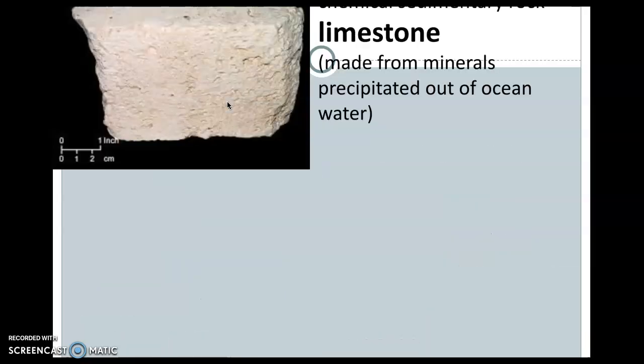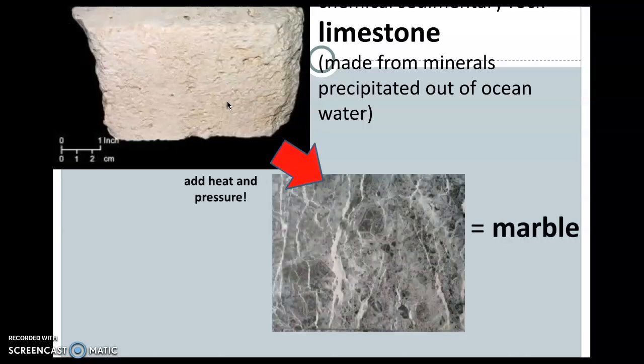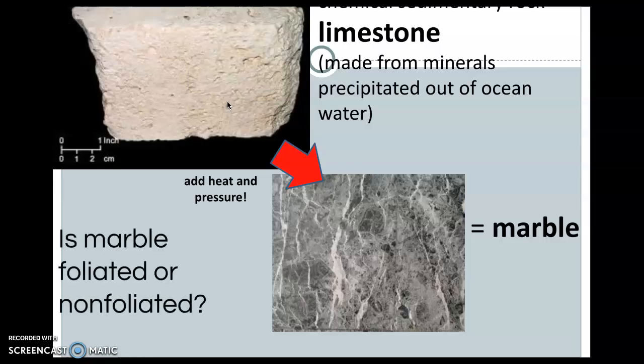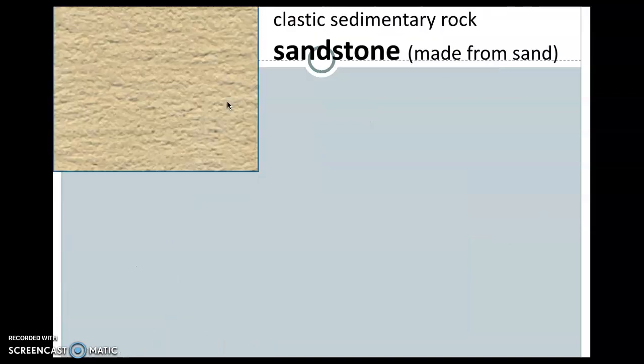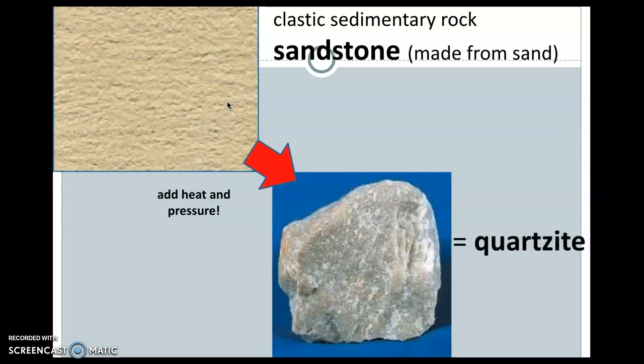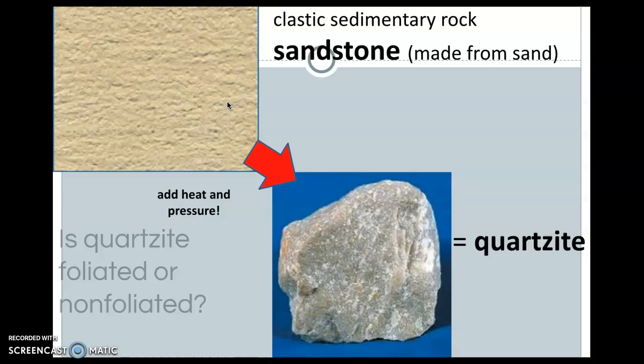Another example, when we have chemical limestone, we add heat and pressure and we get marble. And maybe some of you have countertops or fixtures in your bathroom made of marble. And marble is non-foliated, does not have those stripes. Then we have sandstone. We add heat and pressure to sandstone and we get something called quartzite. And quartzite is not striped, so it is non-foliated.